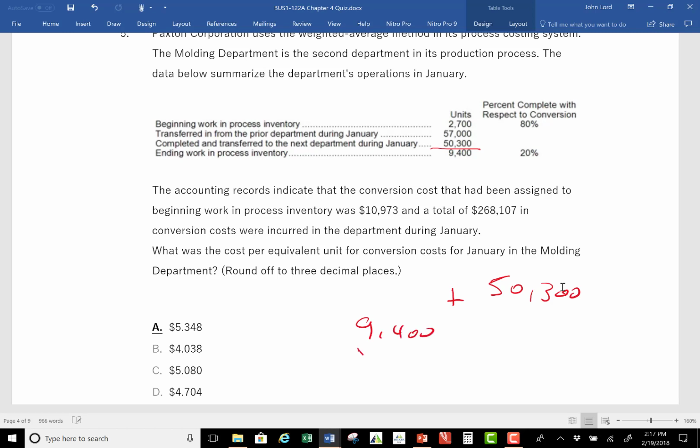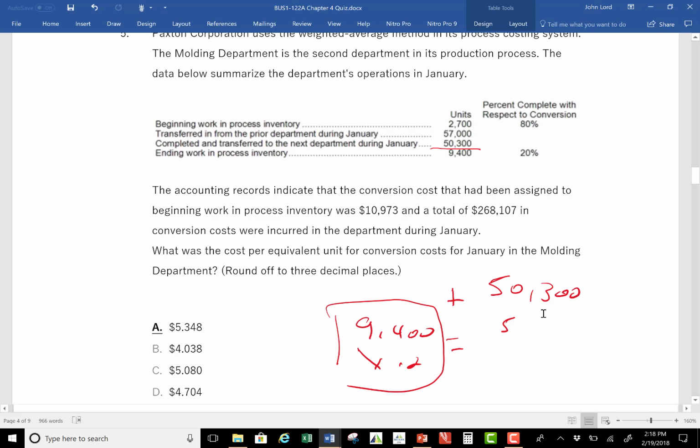9,400 times the 20%. Done we are. Good. And you're giving me the equivalent unit calculation. 9,400 times 0.2, guys. You can help her out. I mean, just because she's in the elite front row here doesn't mean that she can't answer. 1,880. Yes.